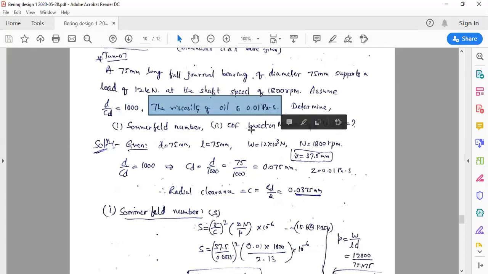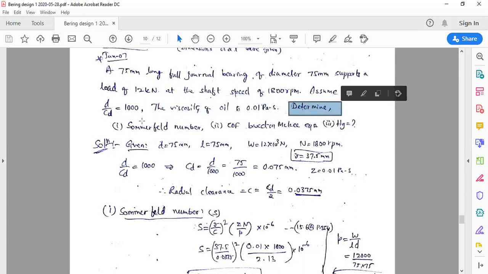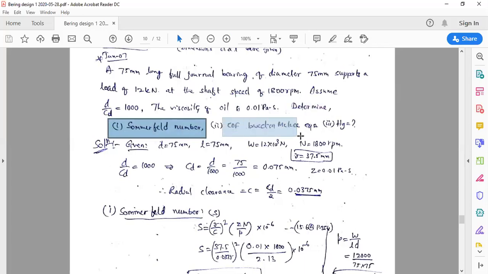In application oriented problems you will not get the viscosity value or the D by Cd ratio, and you get only one value, either length or diameter, along with the name of the machine, like centrifugal pump, reciprocating pump, compressor, or steam turbine. Now, in this case, we have to determine some parameters, such as the Sommerfeld number. We have to calculate the coefficient of friction by using Mackey's equation, as well as the heat generated.